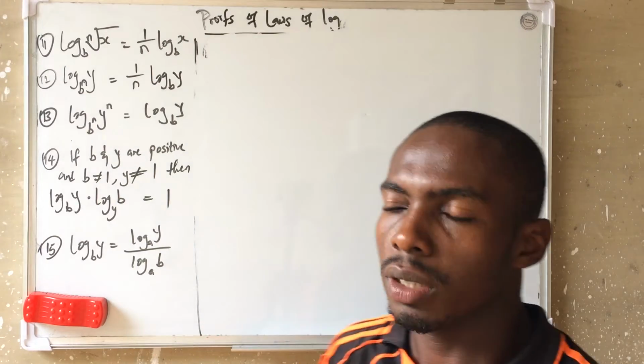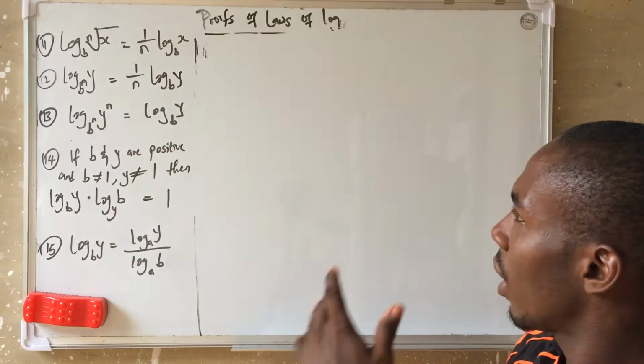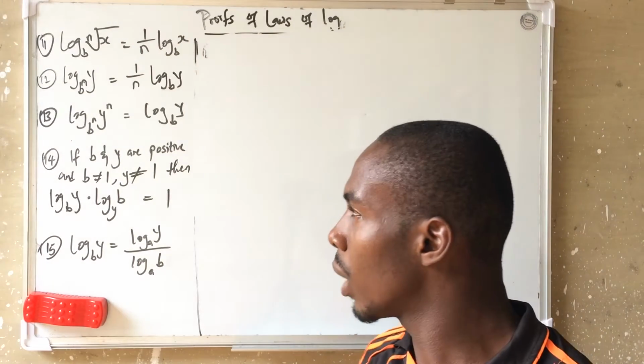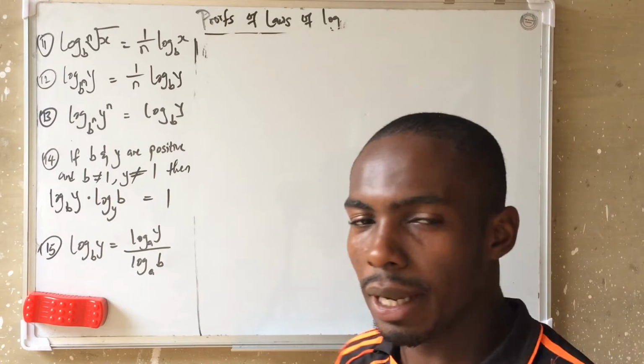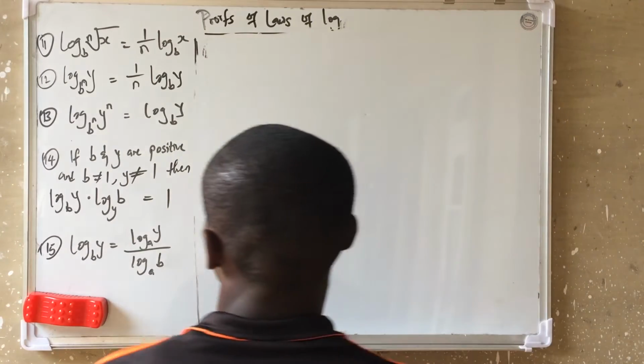In this video, this is the third phase of proofs of laws of logarithm. In this one, I'll be proving from number 11 to number 15, and I'll try as much as possible to be as clear as possible. So I start.